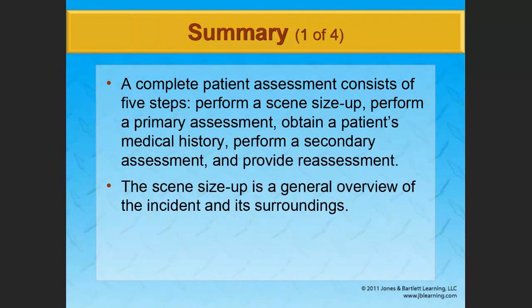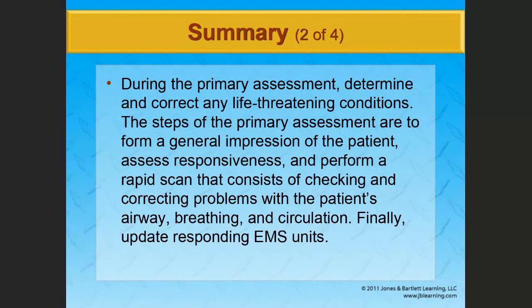Now, in summary, a complete patient assessment consists of 5 steps. Perform a scene size-up, perform a primary assessment, obtain a patient's medical history, perform a secondary assessment, and provide reassessment. The scene size-up is a general overview of the incident and its surroundings. During the primary assessment, determine and correct any life-threatening conditions. The steps of the primary assessment are to form a general impression of the patient and the environment, assess responsiveness using your AVPU, and perform a rapid scan that consists of checking airway, breathing, and circulation. And once you find problems in these areas, you need to correct them.